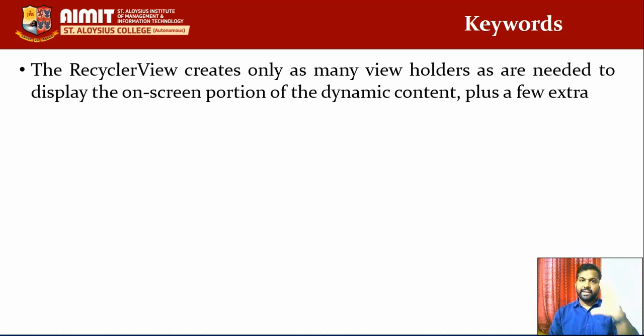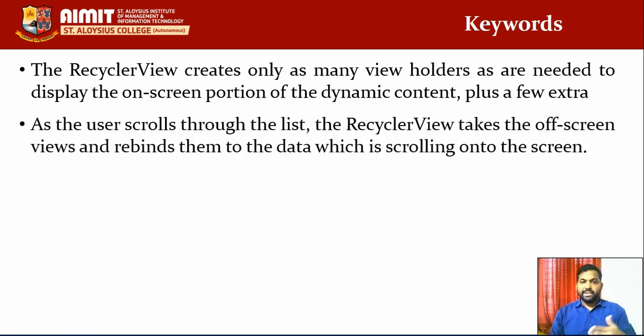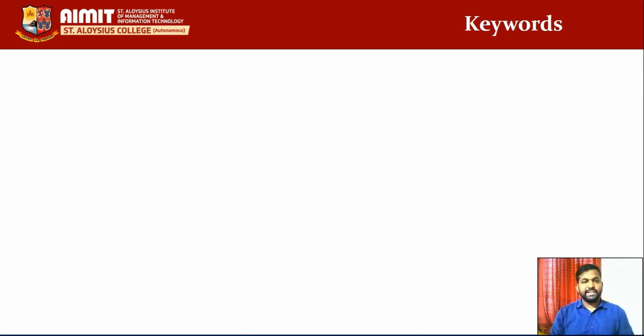For example, there are 10 records, it loads 9 records, and the one will be in buffer, which means it will be loaded, but it will not be shown to you. So when you scroll, I'll see the next one. I'll show that in working shortly. Anyway, as you scroll through the list, recycler view takes the off-screen views and rebinds them to the data which is scrolling onto the screen. That's what I just said.